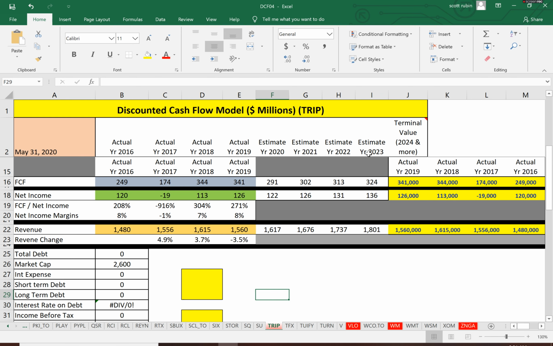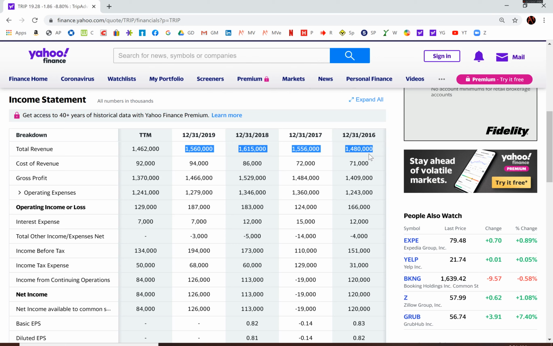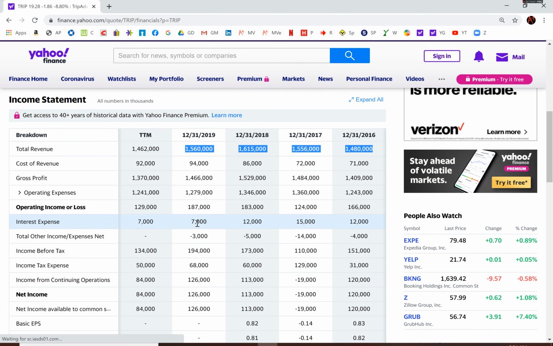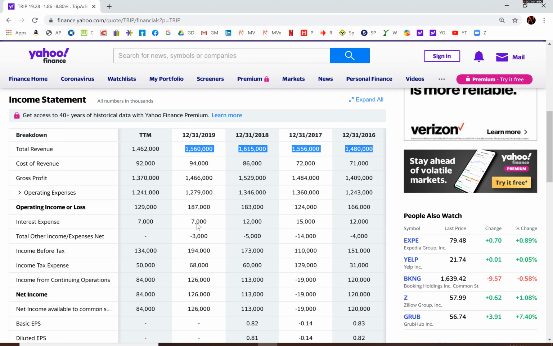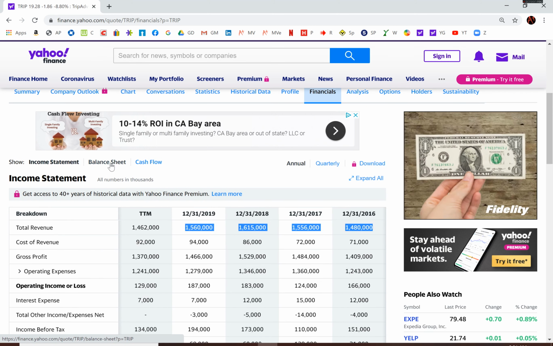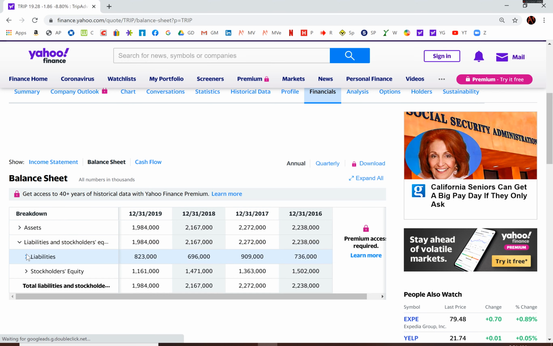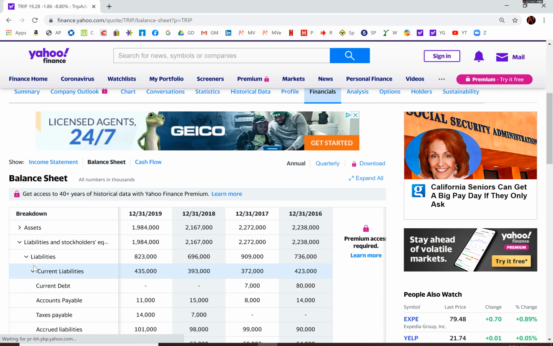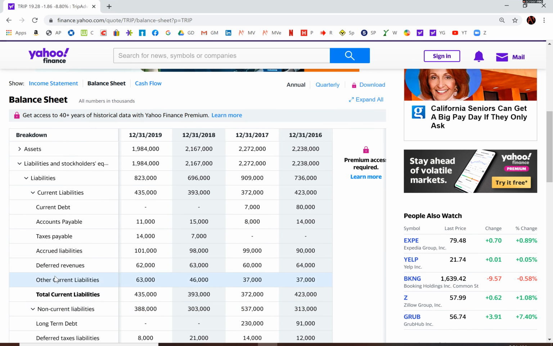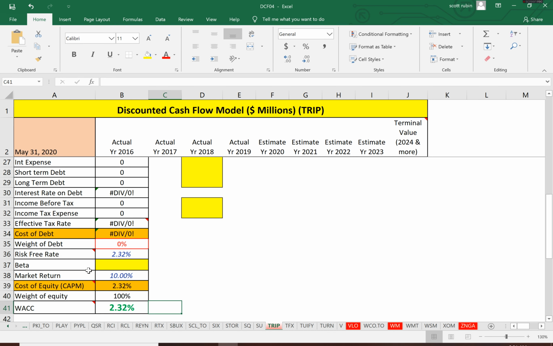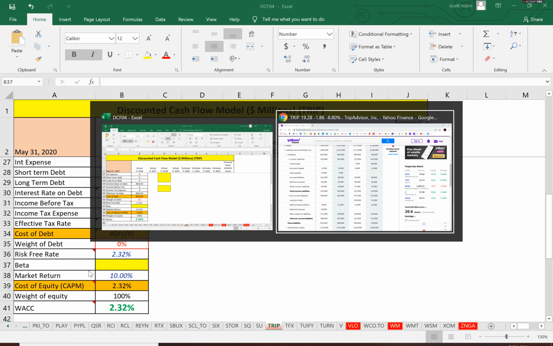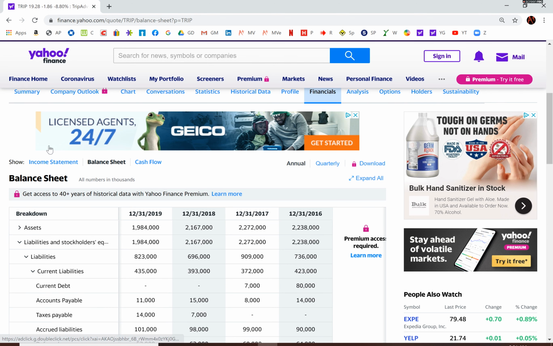Now we need to look at the capital structure of TripAdvisor and figure out the discount rate we need to apply to future cash flows. So only 7 million of interest payments. They must not have much debt. No current debt, no long-term debt. So it doesn't look like they have any debt. That makes it easier. And that's the kind of company you want to invest in, with no debt.